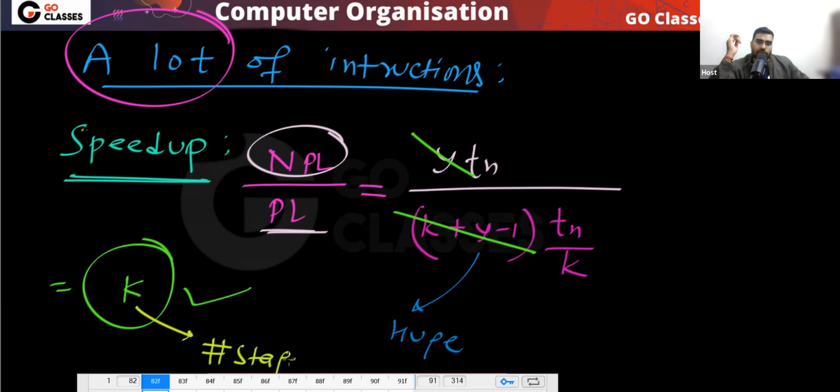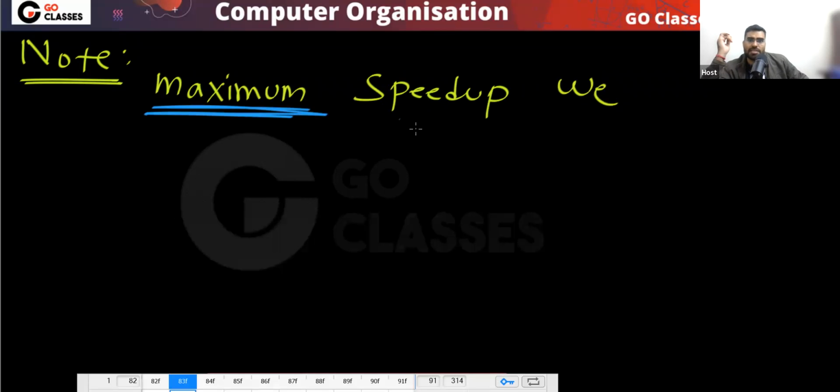So now you tell me, finally, what is the maximum speed up we can achieve with pipeline? This is the maximum speed up we can achieve with pipeline.